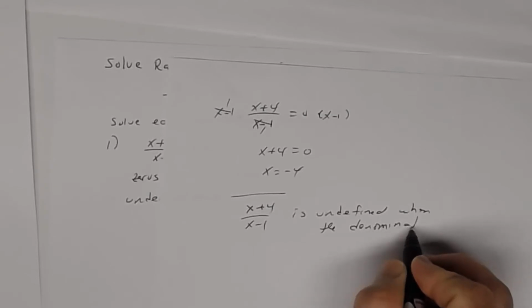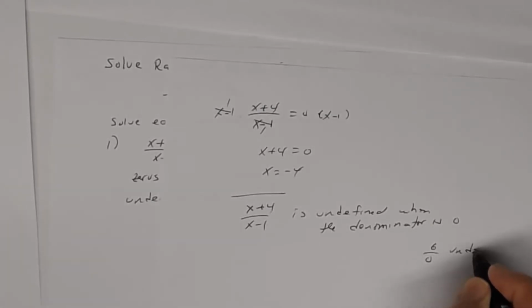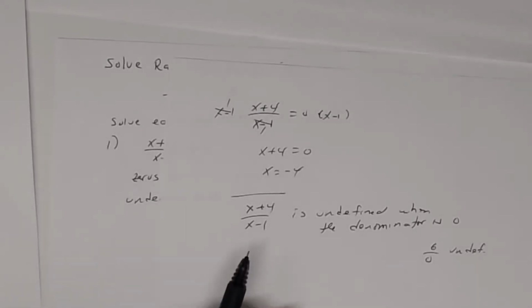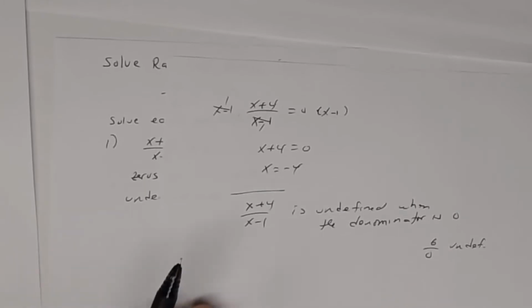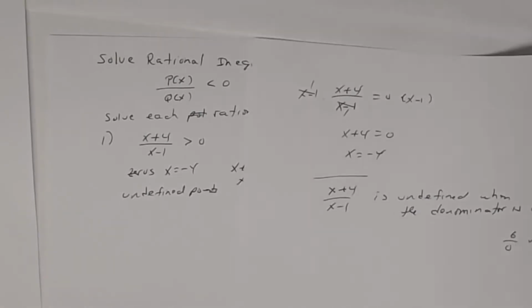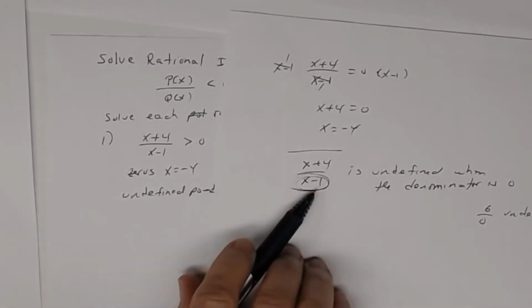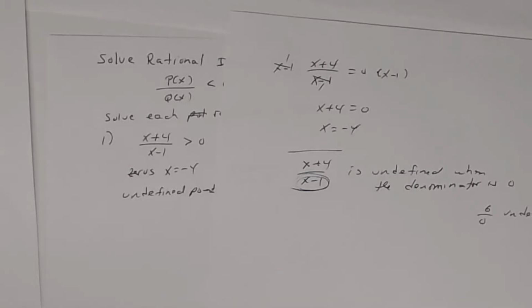Denominator is 0. So for example, 6 divided by 0 is undefined, right? You cannot divide by 0. So when you're finding the undefined points, which is what we're doing here, all you do is set the denominator equal to 0. Where is this denominator equal to 0?